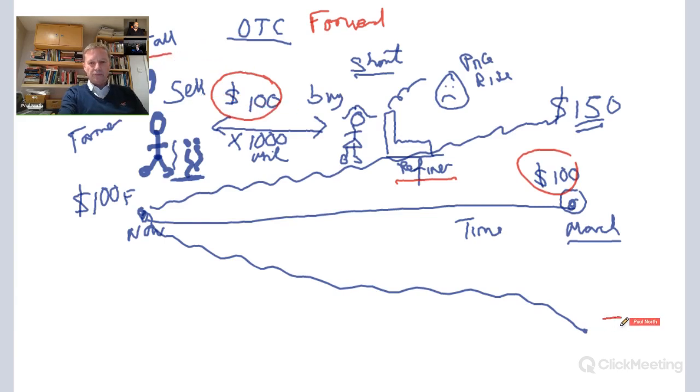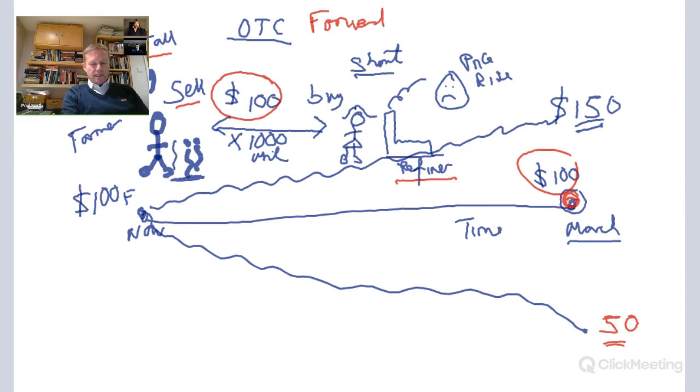Of course, the other scenario could have been that over time, the farmer feared prices falling. Prices did fall, let's say to $50. And in that scenario, the farmer would be happy with that outcome because he's able to sell at 100 via the forward contract on settlement day. And in hindsight, the refiner would be somewhat displeased because, had they not hedged, they could have gone into the spot market and bought at 50. So when you hedge with a simple forward contract, and this is the takeaway from this message, you lock in price certainty, but you forgo profit opportunity.